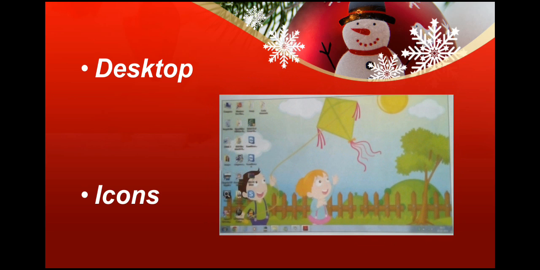Let's see where our icons are. Yes, you can see all these small thumbnails or images are called icons. They are listed on the left hand side. If you want to open any application or software, you just have to double click on the icon of the software.